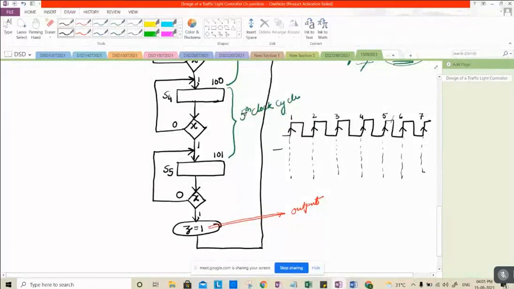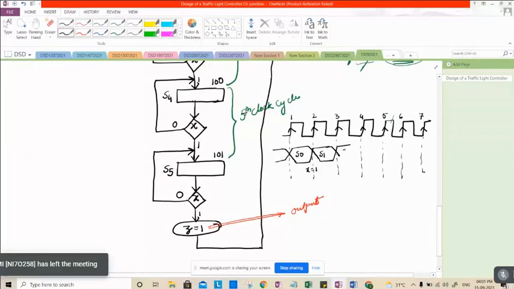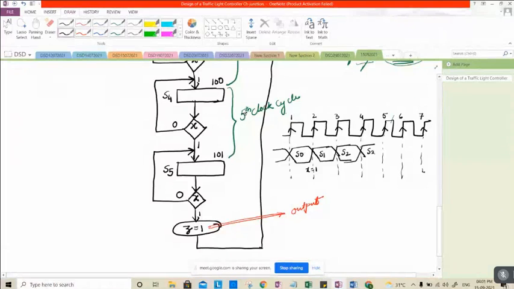Right, so we are not bothered about the initial condition, whatever it is. After the application of the first positive edge, it must be S0. Whenever there is a second positive edge, it will enter S1, subject to the condition that X is equal to 1 here. S1 will move on to S2, S2 will move on to S3, S3 will move on to S4, S4 enters into S5, and S5 will move towards S0. X is equal to 1.